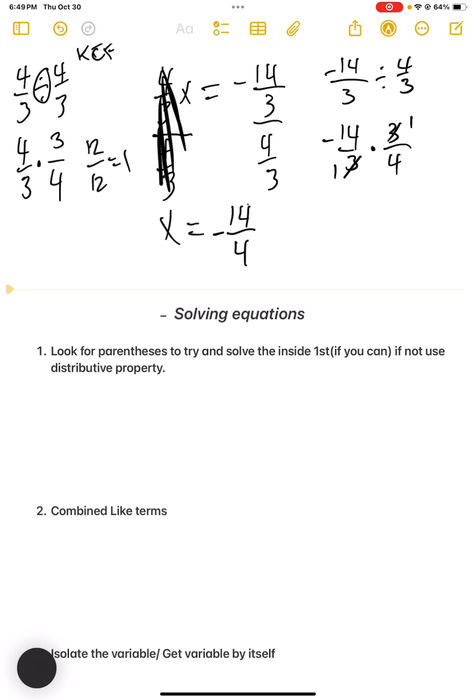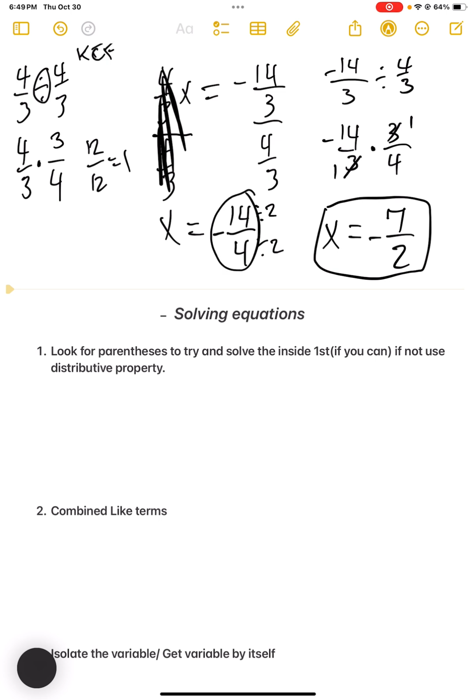14/4. You can reduce this fraction by dividing the numerator and the denominator by 2, which would mean that x equals negative 7/2. And this would be your final answer. Okay? Now, if you gave me this as an answer, I probably would accept it. But like I told y'all before, I need you to start reducing your fractions.